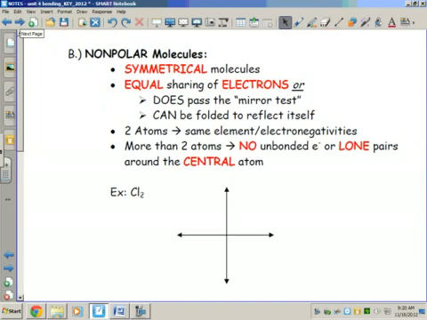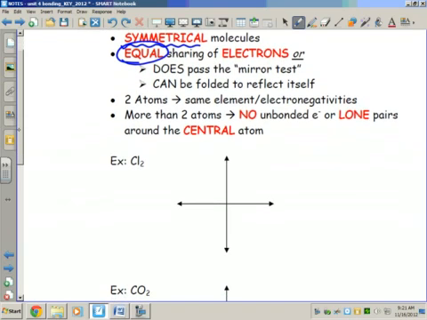Now, on to nonpolar molecules. We said that a polar molecule is asymmetrical, a nonpolar molecule is symmetrical. Imagine a magnet with no poles. It's not a magnet. All right. So now we're looking at an equal sharing of electrons, which means that we have to have a bond, if we're talking about a nonpolar bond, between 2 atoms of the same element. So if it's just 2 atoms, they have to be 2 atoms of the same element in order for it to be a nonpolar molecule. If it's more than 2 atoms, it gets more complicated.